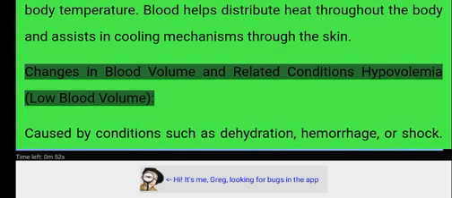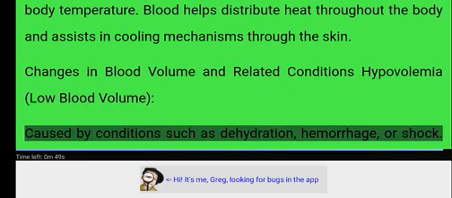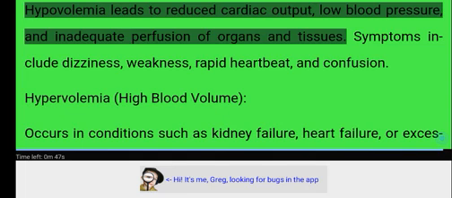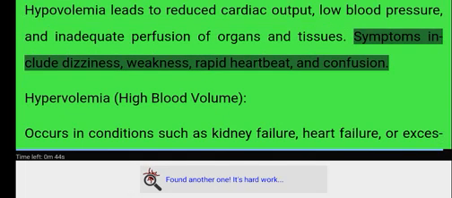Changes in blood volume and related conditions. Hypovolemia: low blood volume. Caused by conditions such as dehydration, hemorrhage, or shock. Hypovolemia leads to reduced cardiac output, low blood pressure, and inadequate perfusion of organs and tissues. Symptoms include dizziness, weakness, rapid heartbeat, and confusion.